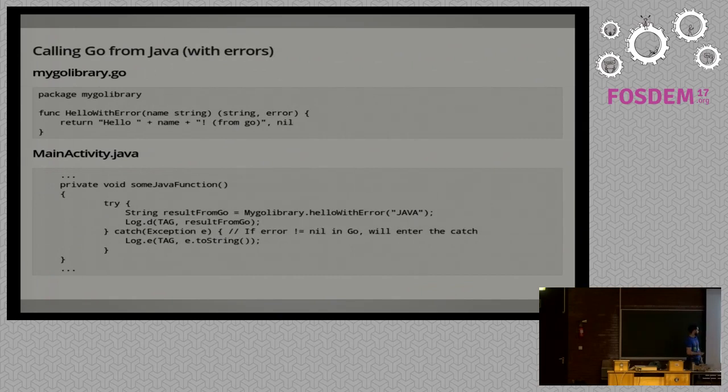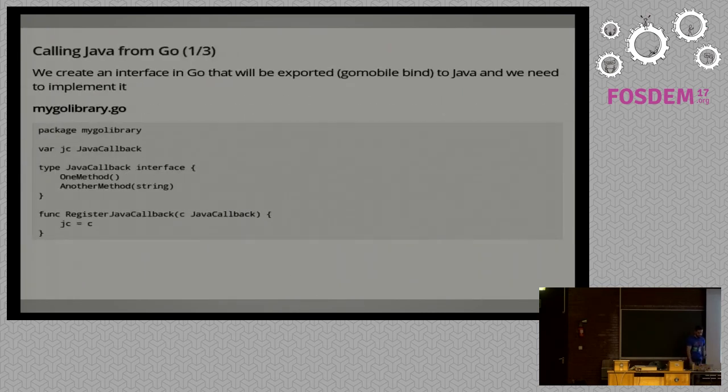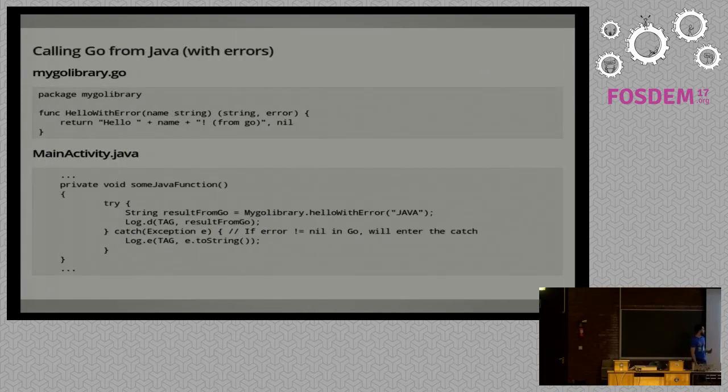This is an example of the same, but this time, as we said, we are returning two results. The second one has to be an error. And in Java, it's an exception we need to catch. If we don't catch it, well, it will complain. I mean, it doesn't compile. So that's how we call from Java to our Go code.